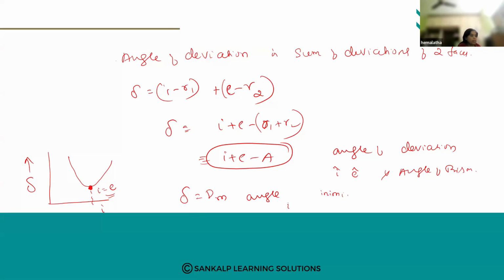At that position, what happens? I is equal to E. Okay, I is equal to E means what? R1 is equal to R2.